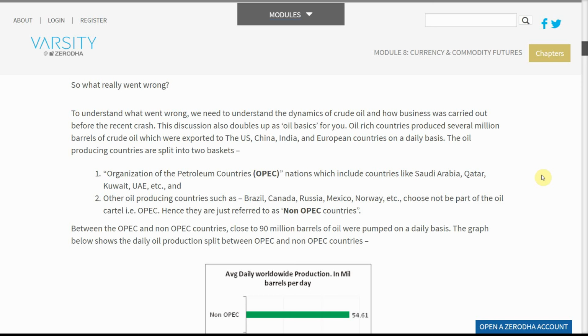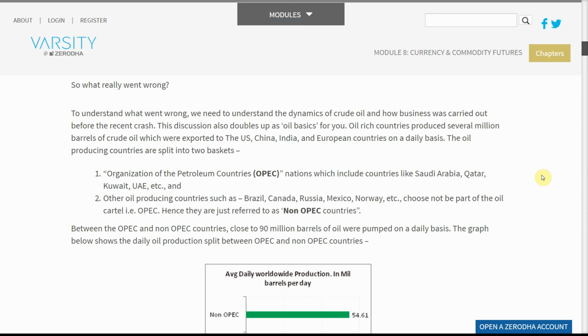Oil-rich countries produced several million barrels of crude oil, which were exported to the US, China, India, and European countries on a daily basis. The oil-producing countries are split into 2 baskets. Organization of the Petroleum Exporting Countries, OPEC nations, which include countries like Saudi Arabia, Qatar, Kuwait, UAE, etc., and other oil-producing countries such as Brazil, Canada, Russia, Mexico, Norway, etc., who choose not to be part of the oil cartel, i.e., OPEC. Hence they are just referred to as non-OPEC countries.